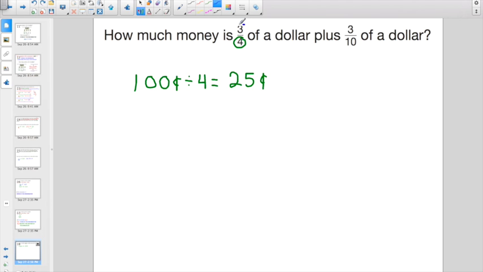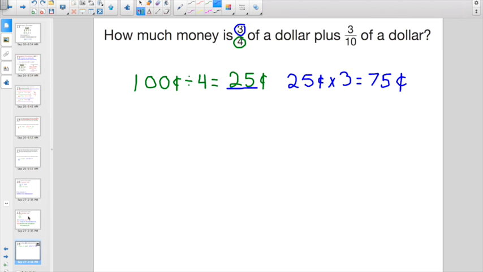They're asking for what 3/4 of a dollar is. So now I take that 25 cents and I gotta multiply that by the numerator. 25 cents is 1/4 of a dollar, times that by the numerator of 3. So 3/4 of a dollar is 75 cents.